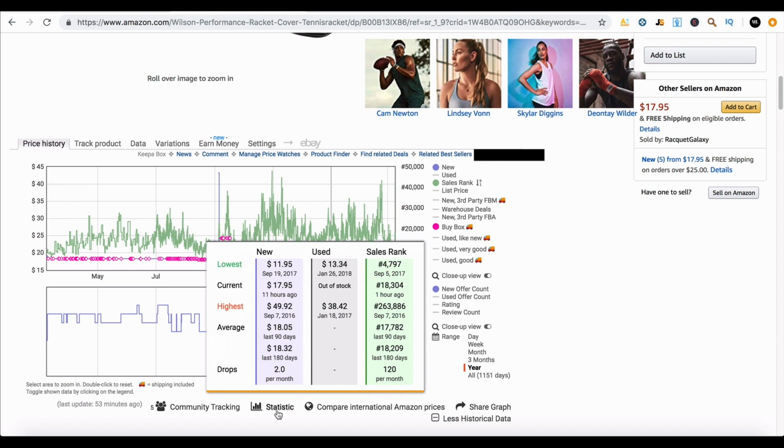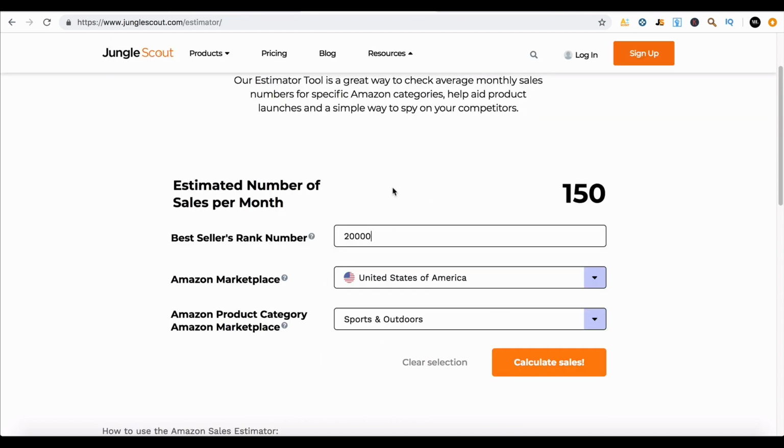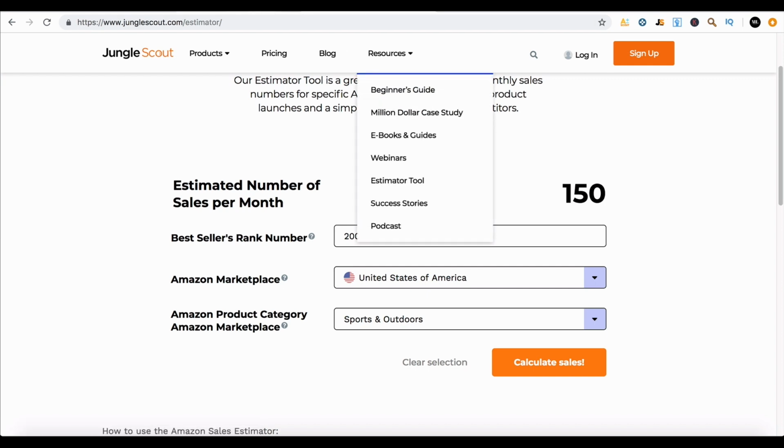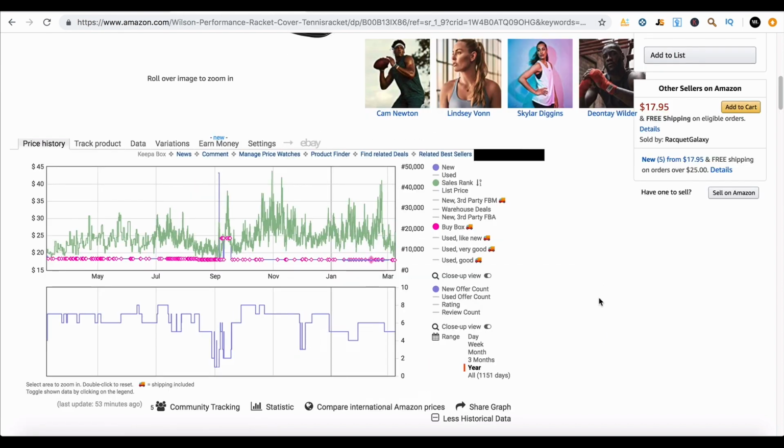So like I said, I think it hovered over 20,000. And if we look at this, the last 6 months, the average was 18,000. But I like to round up just to be safe. So with the 20,000 sales rank, it'll sell 150 units. So we are not going to get all of the sales, of course, because we have competitors.